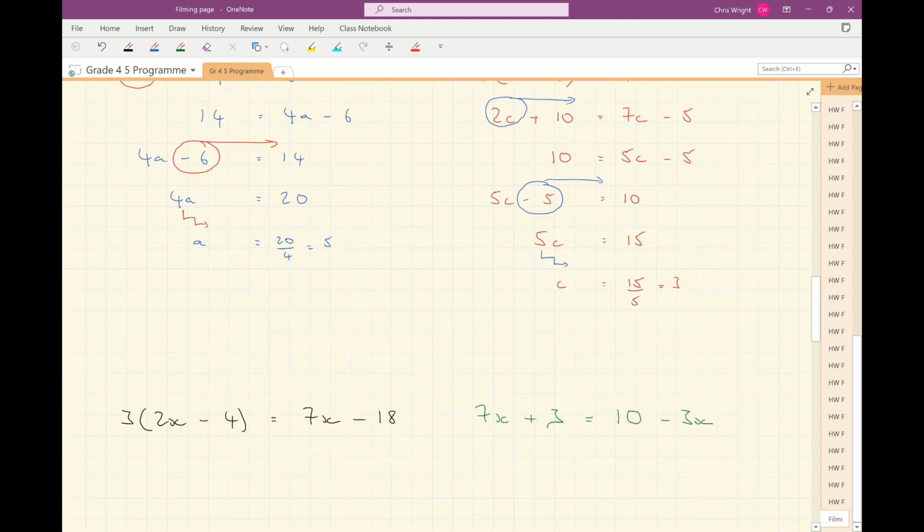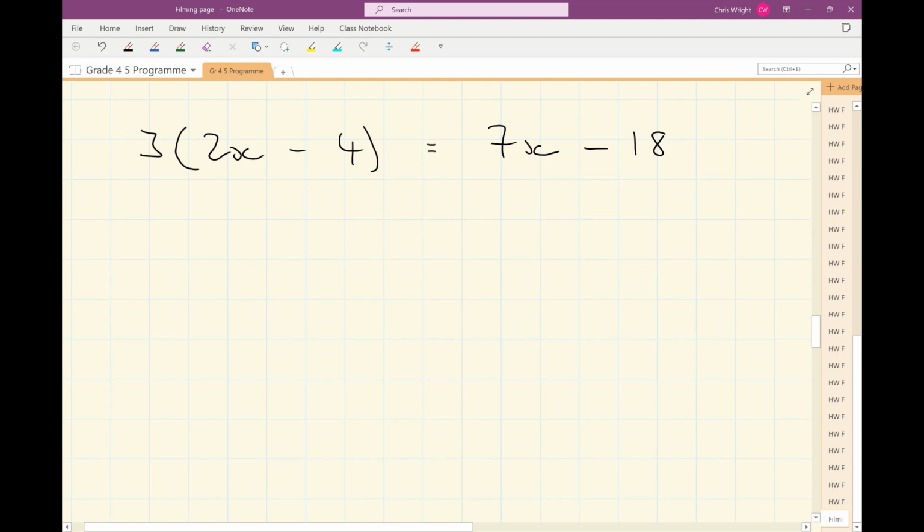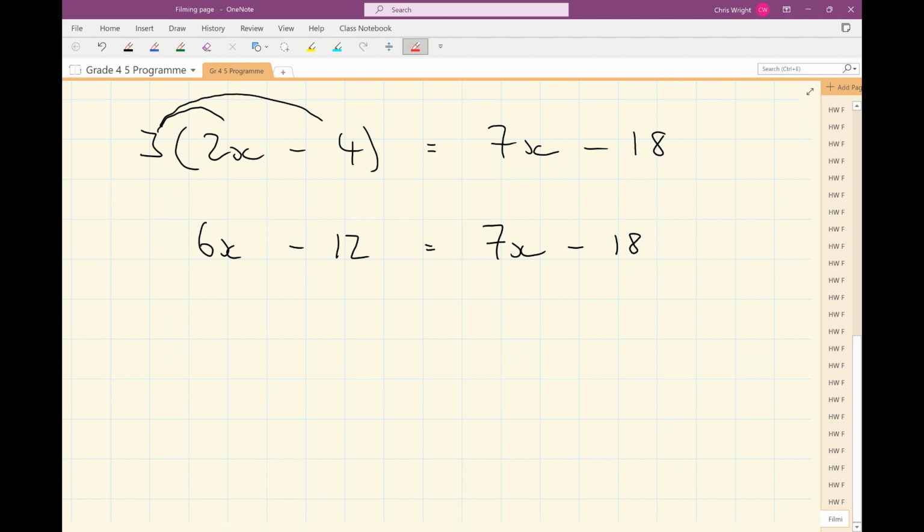Right, let's have a look at the next one. Here it is. Let's multiply out that bracket first. 3 times 2x, 3 times the minus 4. 6x minus 12 equals 7x minus 18. Which side has the fewest x's? The left-hand side. It's only got 6 as opposed to 7.